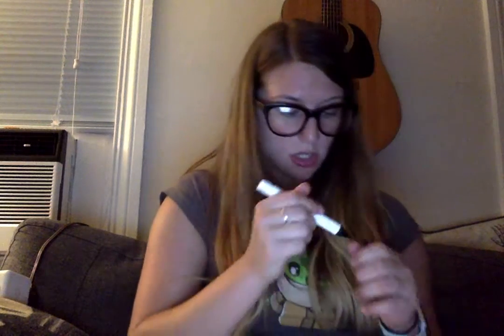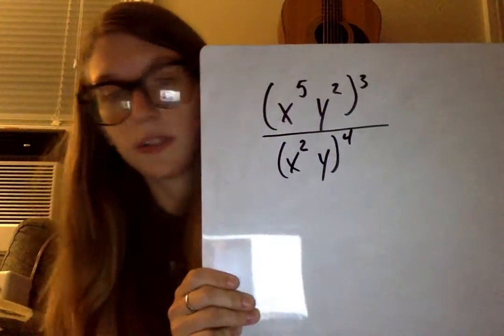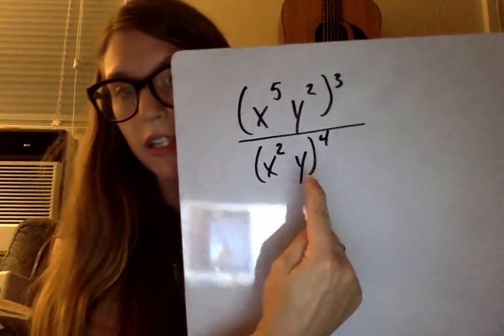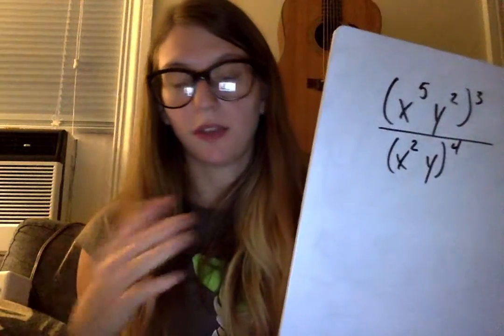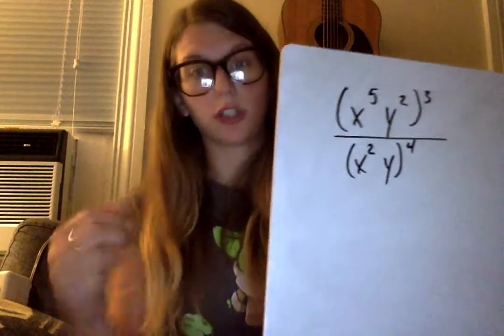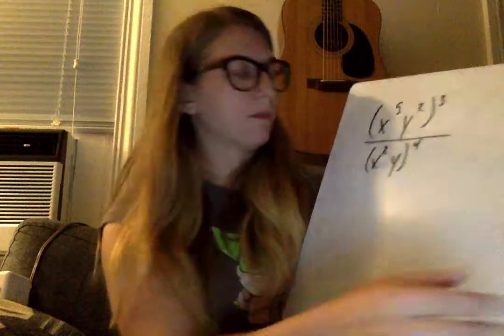Okay, so the problem that I had for you to try is x to the 5th, y to the 2nd, to the 3rd, over x squared y to the 4th. Again, distribute. See how y doesn't have an exponent? That doesn't mean that it's 0. It actually means that it's 1. So keep that in mind.